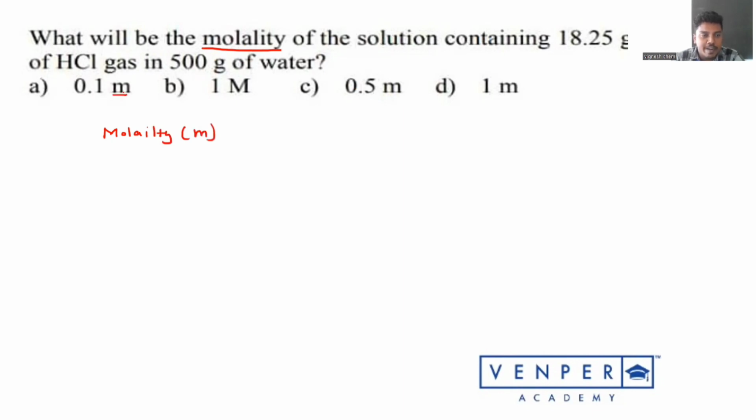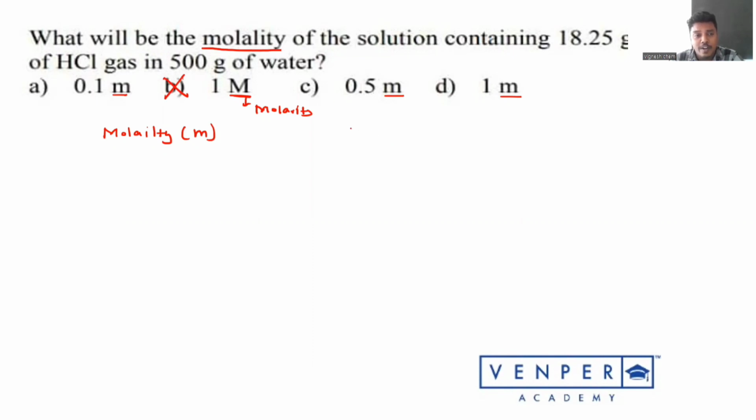Option A is 0.51 small m. Option B is 1 capital M. Option C is small m. Option D is also small m. This small m is molality. What does capital M represent? Molarity. They are asking molality. Without solving the problem, I omitted option B, because option B is molarity. They are asking molality.